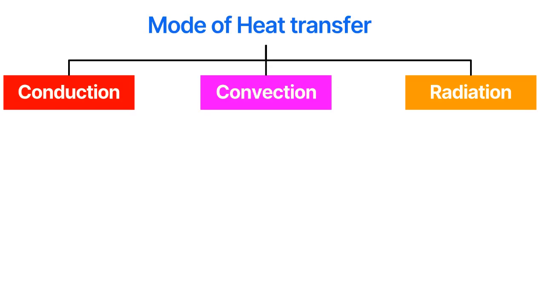Next, we move on to the three main methods of heat transfer. These are conduction, convection, and radiation. Each method works in a different way and occurs in different situations. We will now examine each one carefully, starting with conduction.